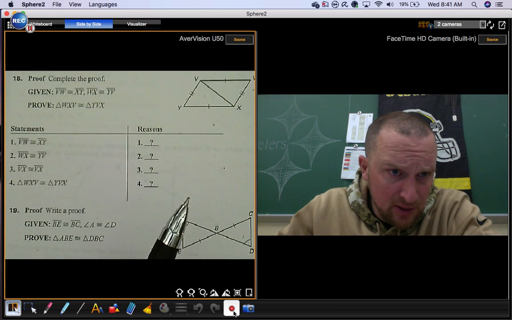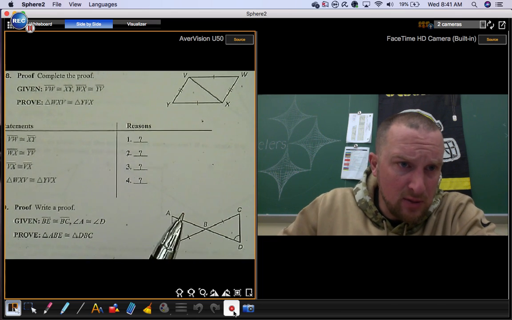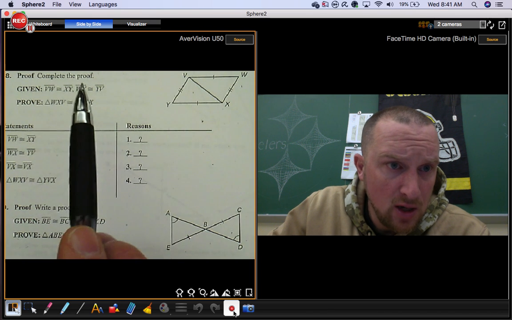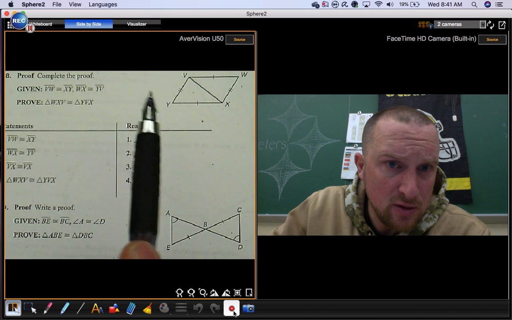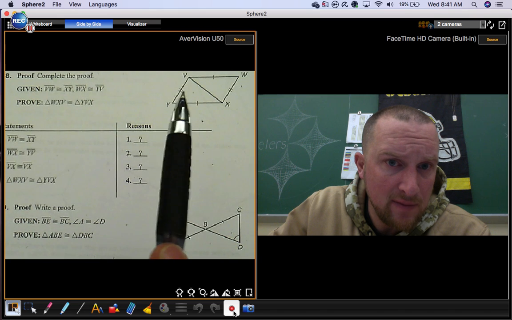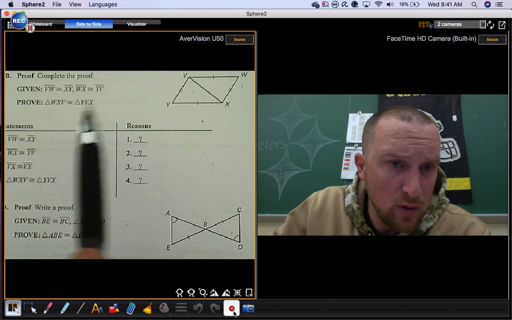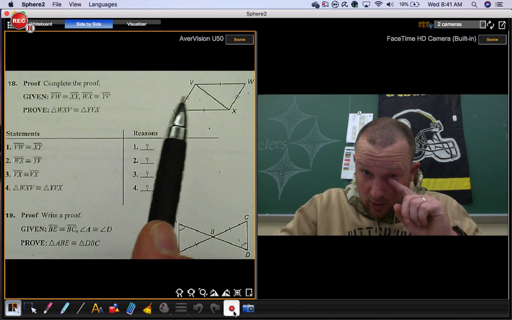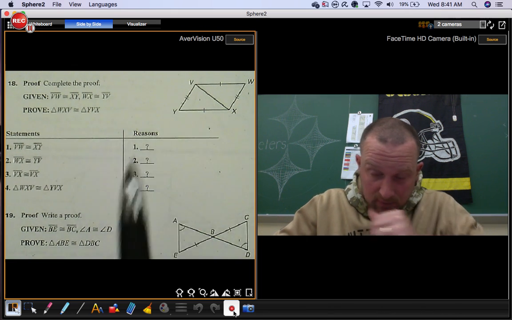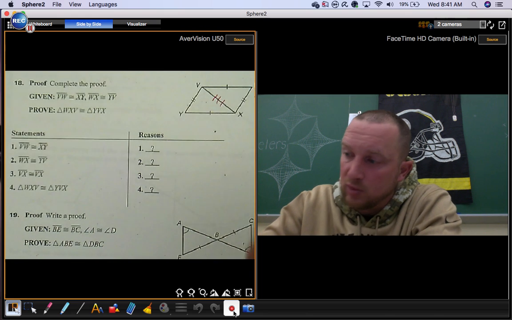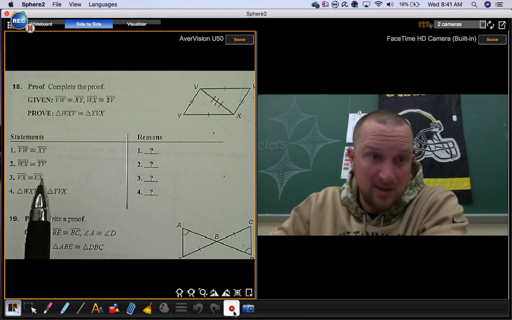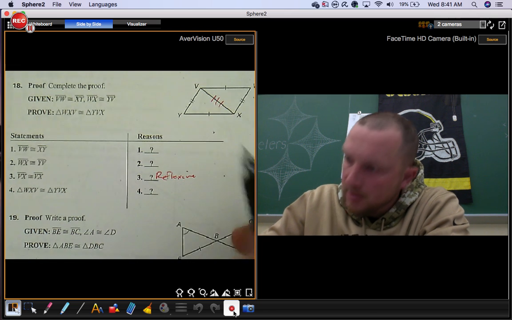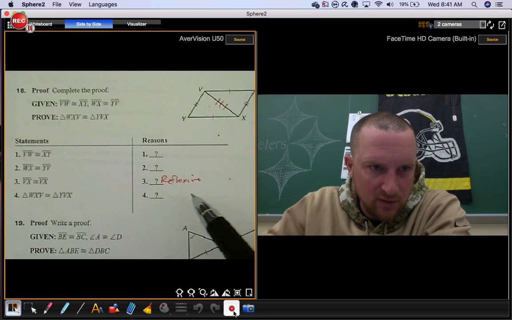Number 18, let's complete this proof. They give you segment VW congruent to segment XY. So we have that marked. They also tell you that segment WX is congruent to segment YV. So we have that marked as well. Can you show that the triangles are congruent? Yeah, I think we can. I think you all see this segment is congruent to itself, right? So we're going to state that in our proof. Obviously, that segment is congruent to itself by the reflexive property. So as soon as you notice that, you can throw it in this proof if you like.